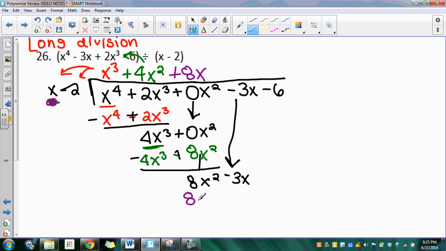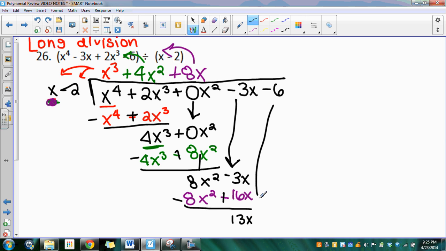And when we bring our terms down here and multiply that 8x back out onto these two terms, we'll get 8x squared minus 16x. And then switch your signs and add them. 13x. Bring down the very last term, and you have negative 6.